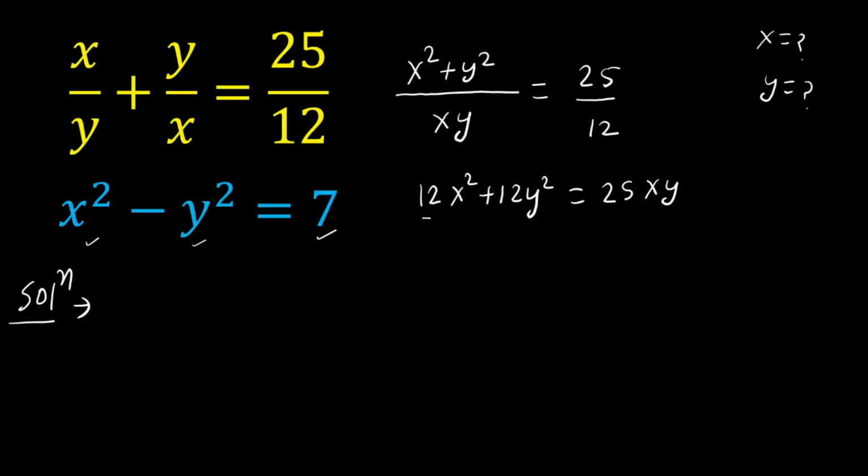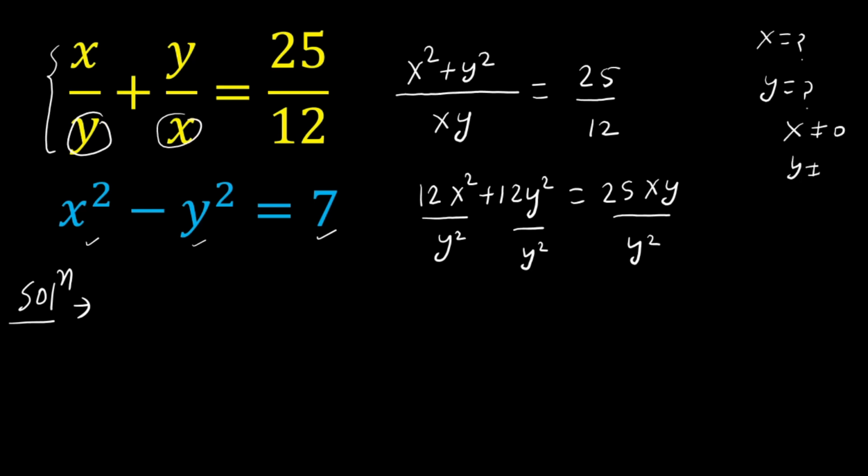If we divide both sides by y square, students, look carefully at this equation. Here y and x are in the denominator, so x not equal to 0 and y not equal to 0. Here 12 times x square divided by y square is the same as 12 times x over y whole square, plus 12, and y square cancels out. Here y square and y cancel out, then we get y in the denominator. So here 25 times x over y.